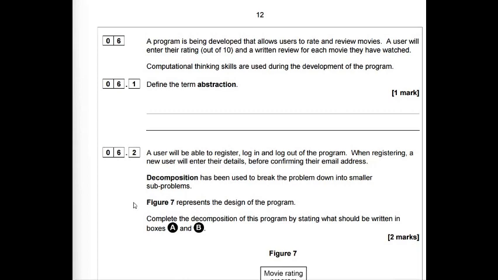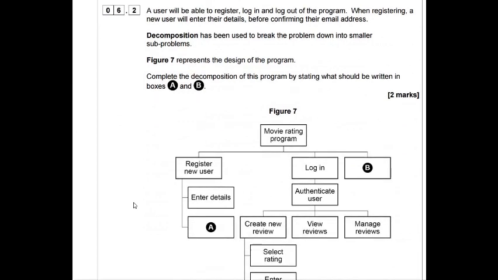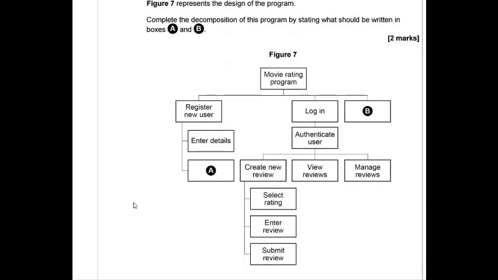Okay, number 6, part 2. A user will be able to register, log in, and log out of the program. So when registering a new user, we'll enter the details before confirming their email address. So figure 7, we've got the design of the program, but we have to complete the decomposition of the program by stating what should be written in boxes A and box B.